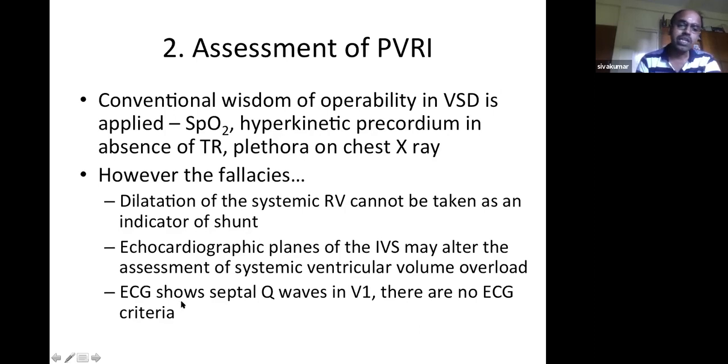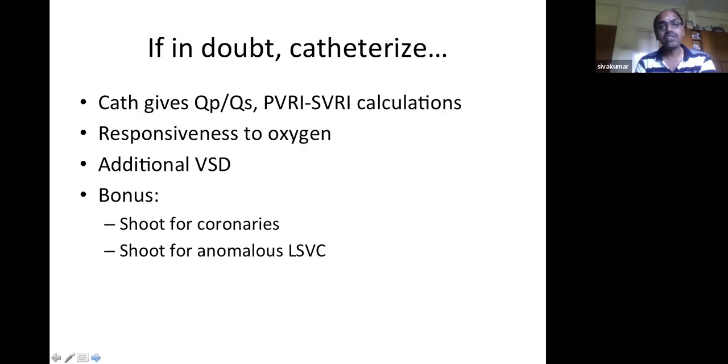ECG is totally useless because ECG does not show a septal Q in V6 at all. On the contrary, there are septal Qs in V1. So there are no ECG criteria. So if there is a doubt, you can adopt catheterization.